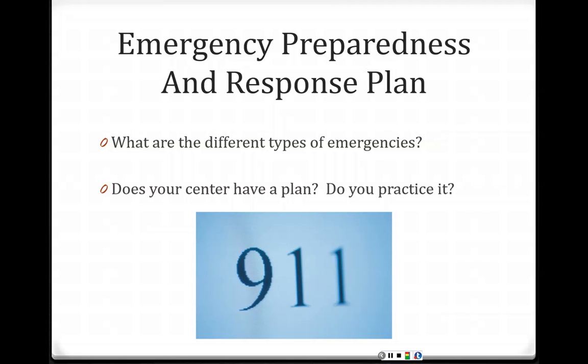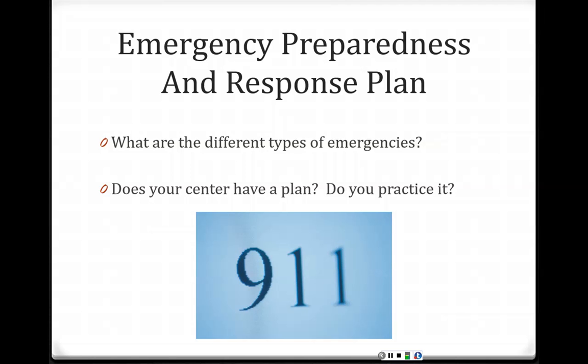Next, we're going to talk about emergency preparedness and response. What are the different types of emergencies? Well, in the state of Alabama, we have tornadoes, fires, earthquakes, yes, even earthquakes. We actually do have a fault line that runs through the state. A utility emergency, this includes electrical, gas, water. An active shooter situation. Does your center have a plan for what to do in an active shooter situation or a robbery? Your center needs to have a plan for each and every one of these.